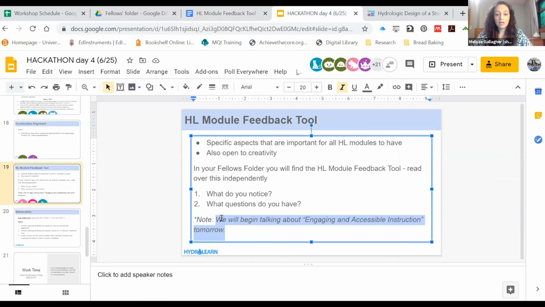So what I'd like you to do right now is to think about what you notice about this feedback tool. And as you notice things, go ahead and put them in the chat. And while we're doing this, I will look for the version that I revised last week for you.